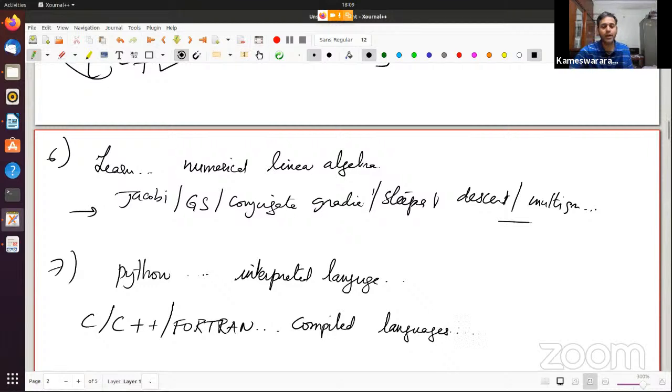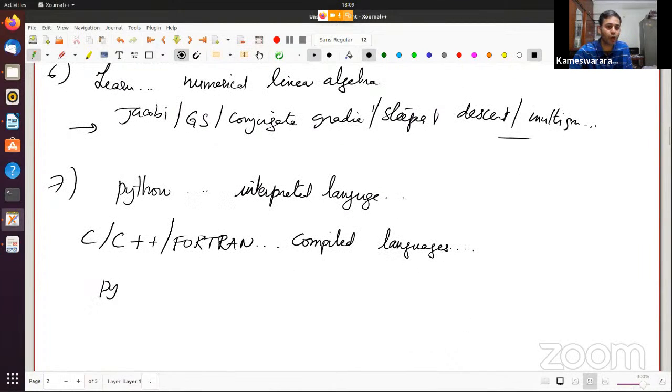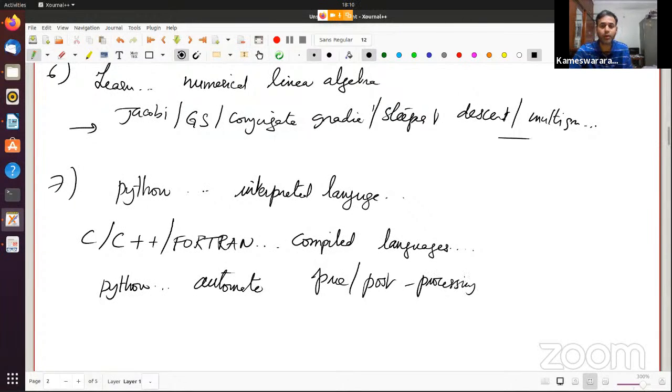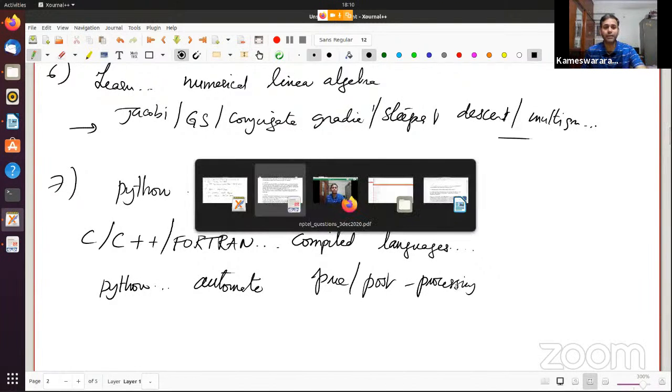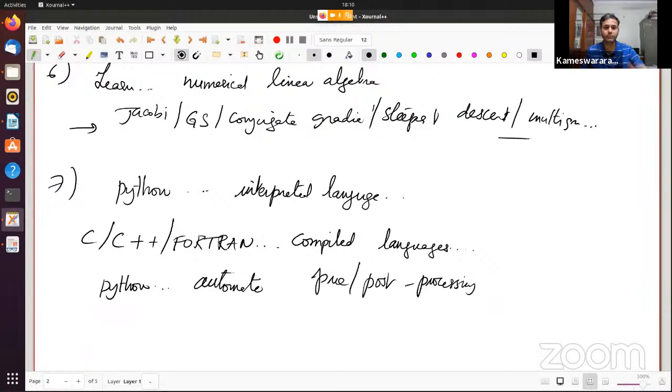Okay, rather than Python. Of course, Python will also complement what you're learning using the compiled languages, because using Python you can maybe quickly automate your pre and post processing steps. So as a result, I would suggest you look at any of these compiled languages.